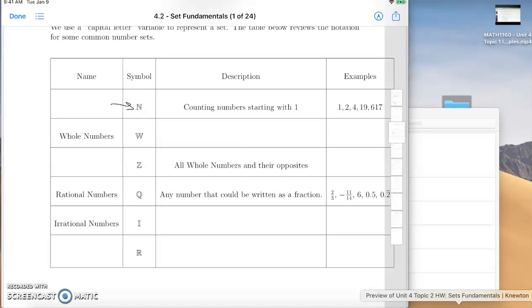Q represents rational numbers. That's any number that can be written as a fraction, like 0.5 because it can be written as 1/2, or -11/14. These are all examples. Irrational numbers is represented by I. Pi is an irrational number because it's a decimal that goes on forever and cannot be written as a fraction. R represents all the real numbers.